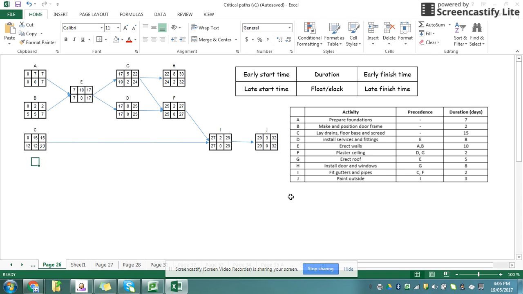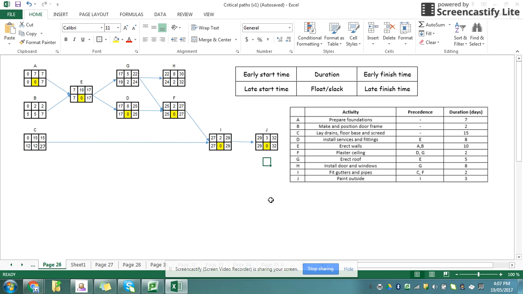Now, the way we identify our critical path is we look for the cells that have a 0 slack. So, my critical path is A, E, D, F, I, J. So any delay on any one of those paths will delay my entire project. And the time taken to complete the task is 32 days.